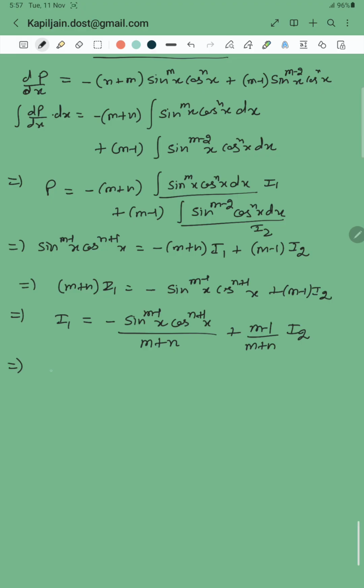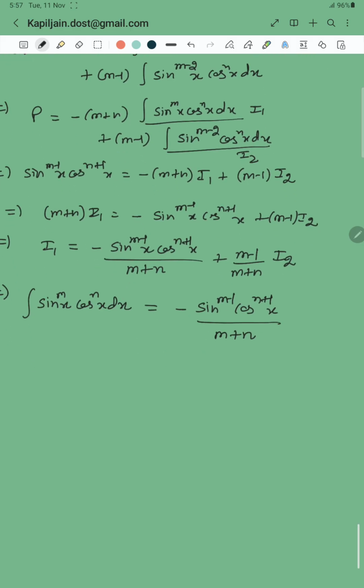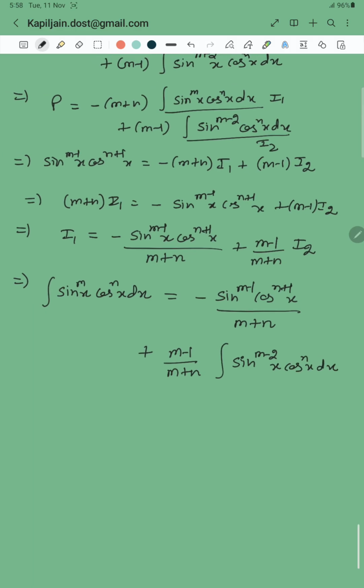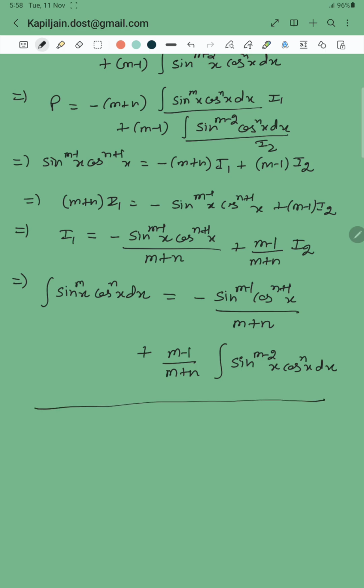Now putting the value of I1 and I2, we get integral sine raised to power mx into cos raised to power nx dx is equal to minus sine raised to power m minus 1 into cos raised to power n plus 1x divided by m plus n plus m minus 1 divided by m plus n integral sine raised to power m minus 2 x into cos raised to power nx dx, which is the required reduction formula which connects the two integrals.